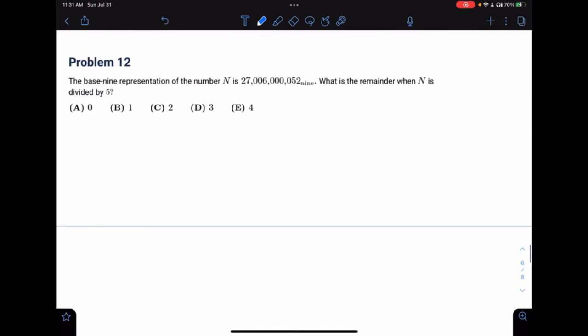Problem number 12. The base 9 representation of a number n is 27,006,000,052 base 9. What is the remainder when n is divided by 5?